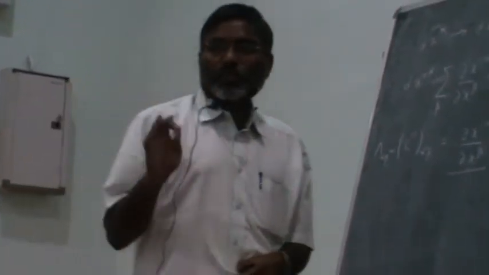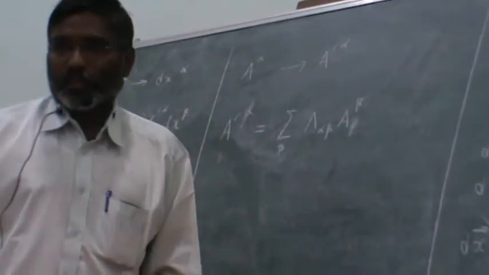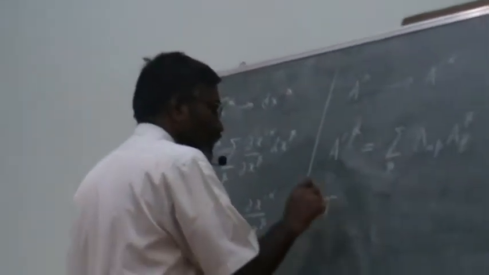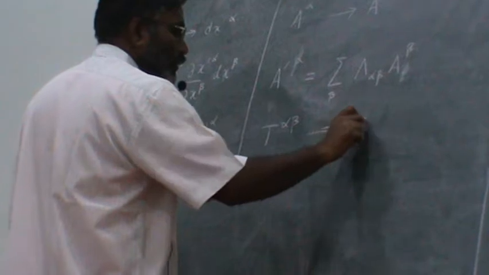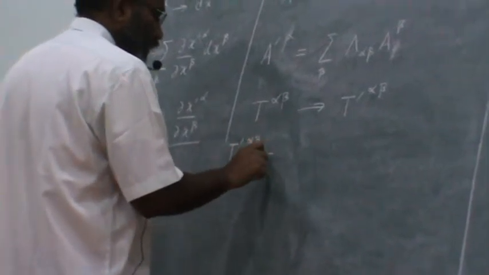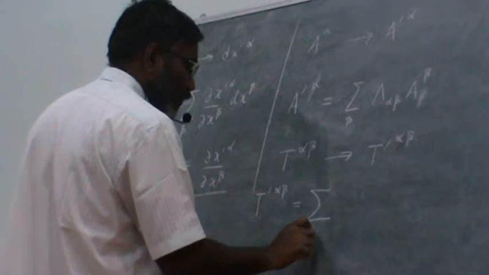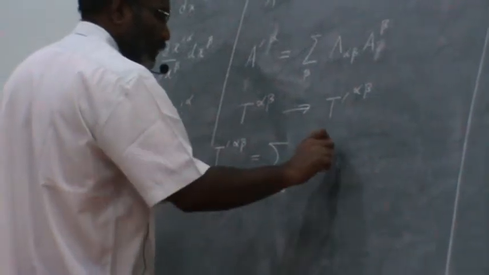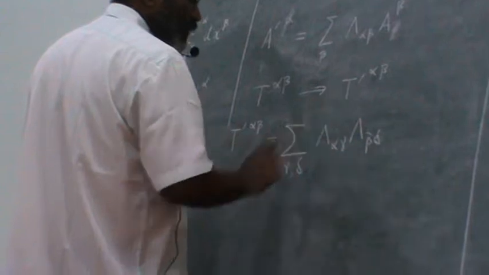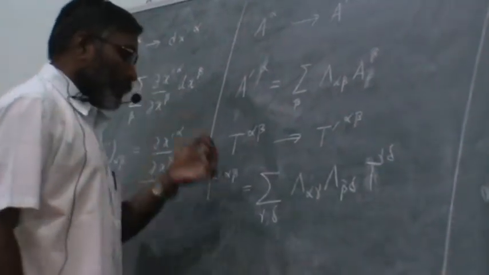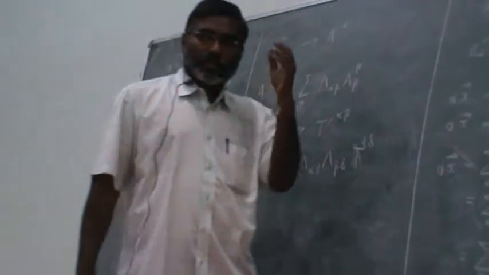Whenever I am writing down a summation, please understand that these things are not tensors. They are simply transformation matrices. And suppose you have some tensor of this type, T of alpha beta, going over to T prime of alpha beta. Then you can write T prime of alpha beta is equal to the sum over gamma delta of lambda of alpha gamma lambda of beta delta into T of gamma delta. So this matrix is fixed once and for all.